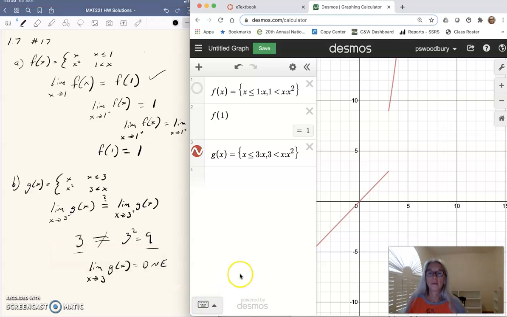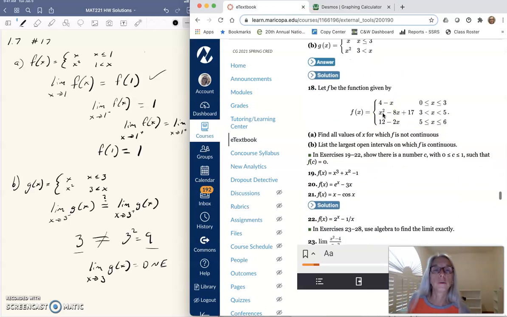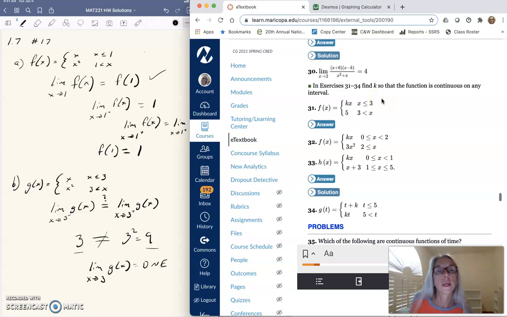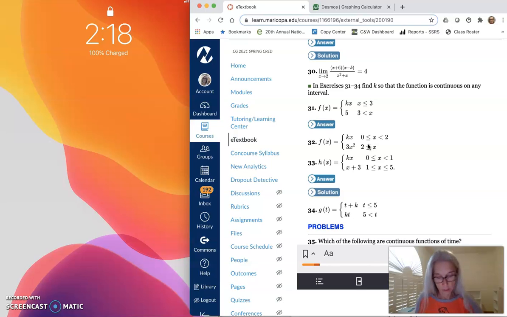Okay, hopefully that's helpful. So the next thing I want to do is jump over to problem number 32. So problem number 32 is again looking at piecewise functions. And it says for you to find this unknown value k so that the function is continuous on any interval. So they want you to make a piecewise function that is continuous everywhere. So not just in the interval from 0 to 2 and not just in the interval where x is greater than or equal to 2, but everywhere from 0 to x. So in other words, right at 2 itself.